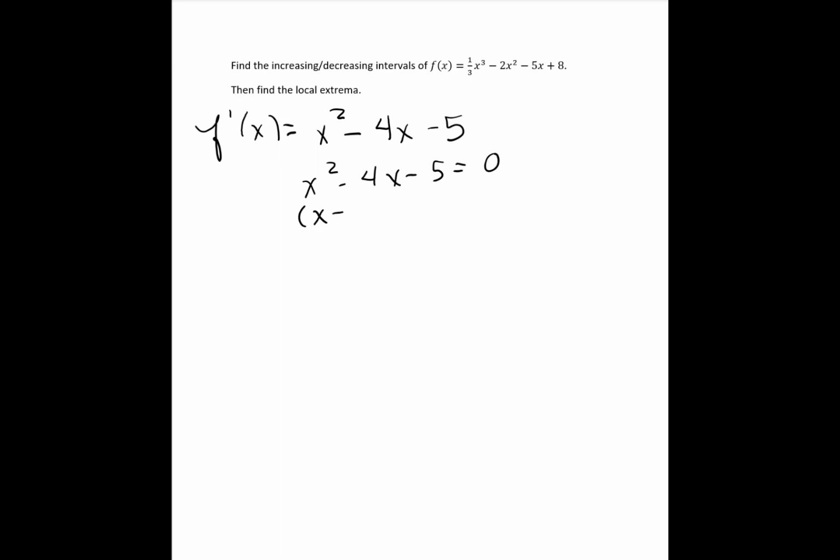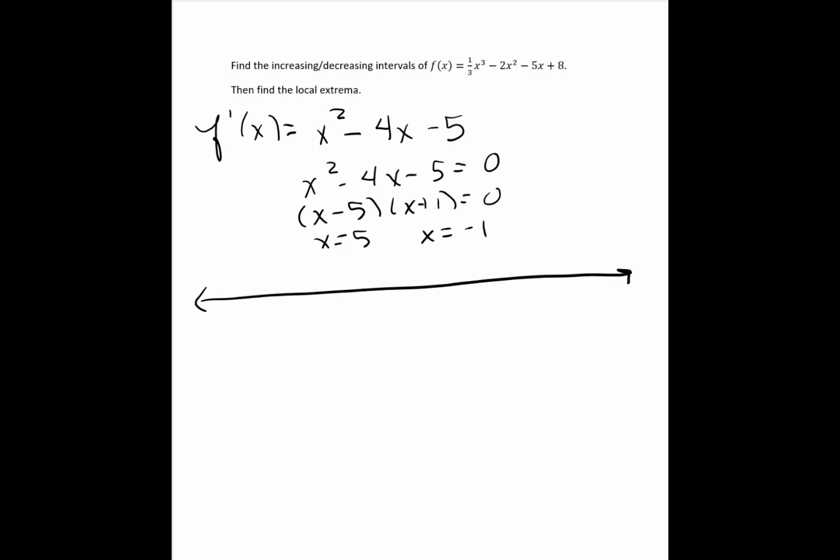I have x minus 5 times x plus 1 when I factor. So I have x is 5 and I have x is negative 1. So these are my partition numbers. The domain of this function, because it's a polynomial, is all real numbers. So I'm going to draw the real number line. I'm going to put these two numbers on. Here's negative 1, here's 5. I don't need any other numbers.